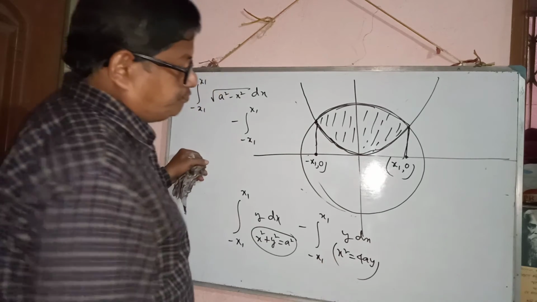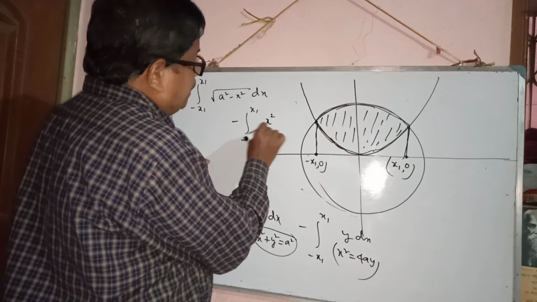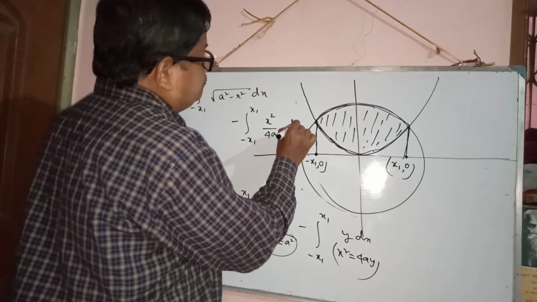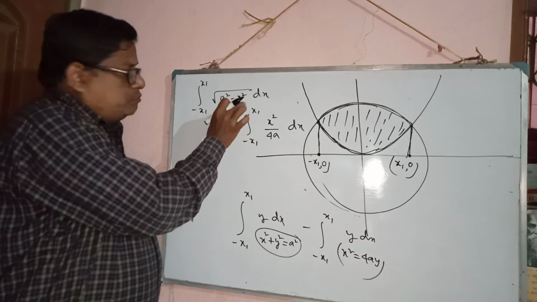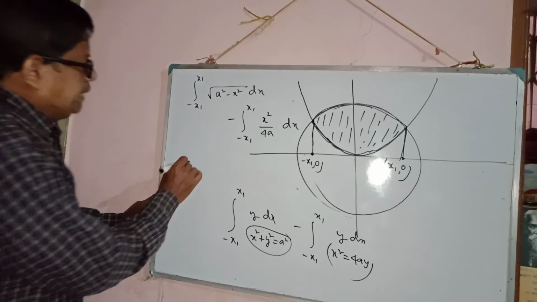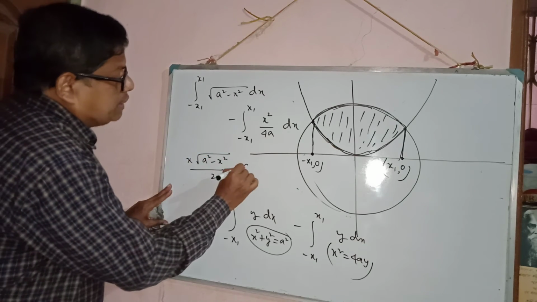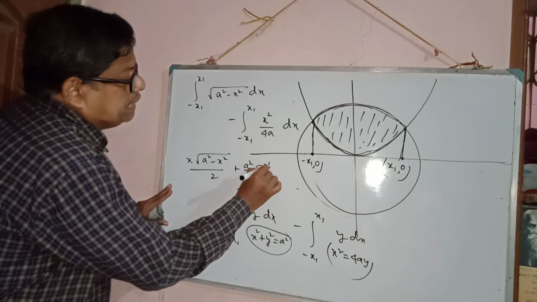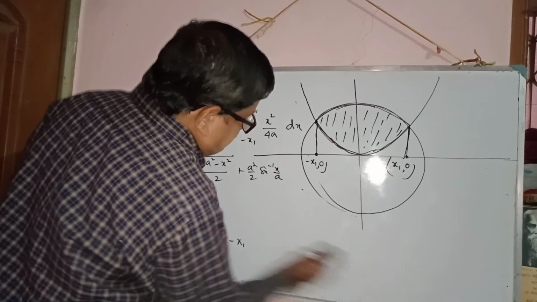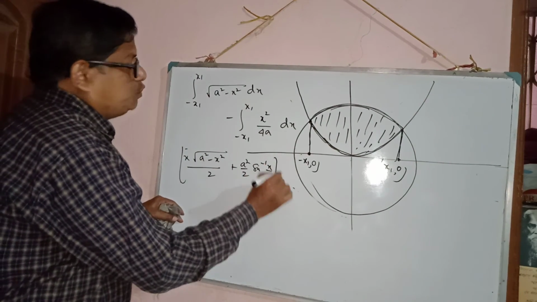So here the y value is x square by 4a dx. So all of you know this value, the integration of root under a square minus x square: x root a square minus x square by 2 plus a square by 2 sin inverse x by a. Okay, sin inverse x by a, here from minus x1 to x1.